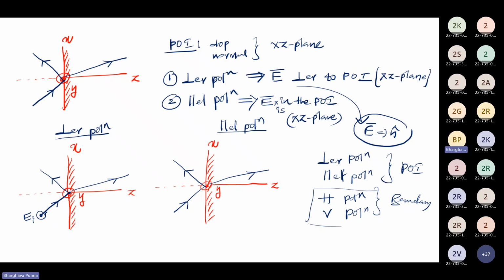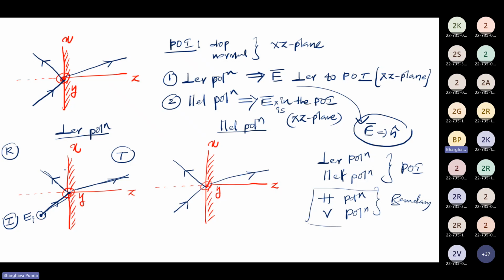Whatever blue lines I have given already, these are the directions of propagation. Now the electric field and magnetic field we have to represent. This is the incident wave, what you are seeing in the third quadrant. What you are seeing in the first quadrant is the transmitted wave. Here I will write capital I. This is the incident wave, this is the transmitted wave, and this is the reflected wave.